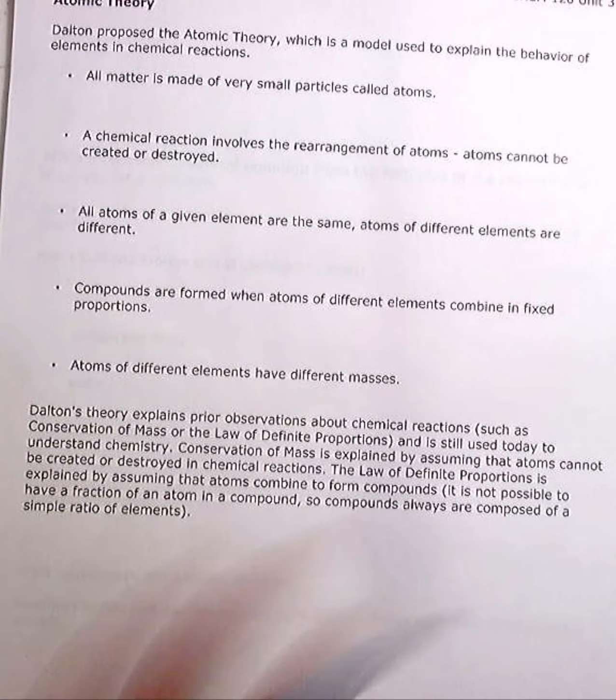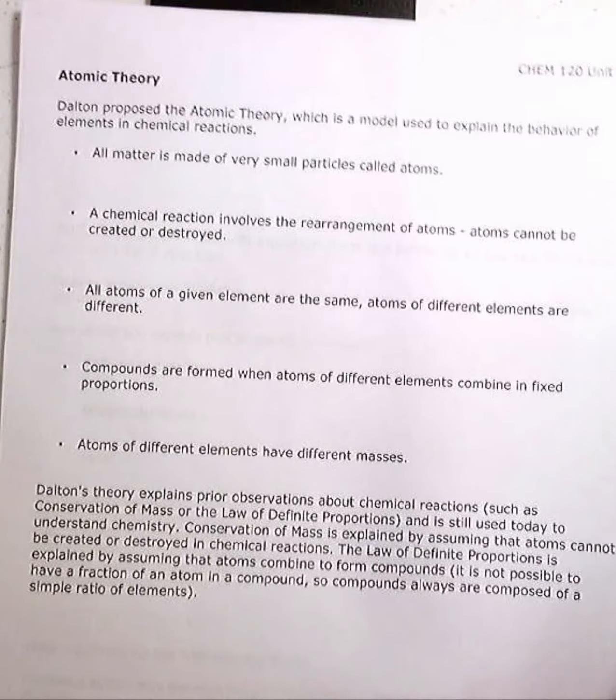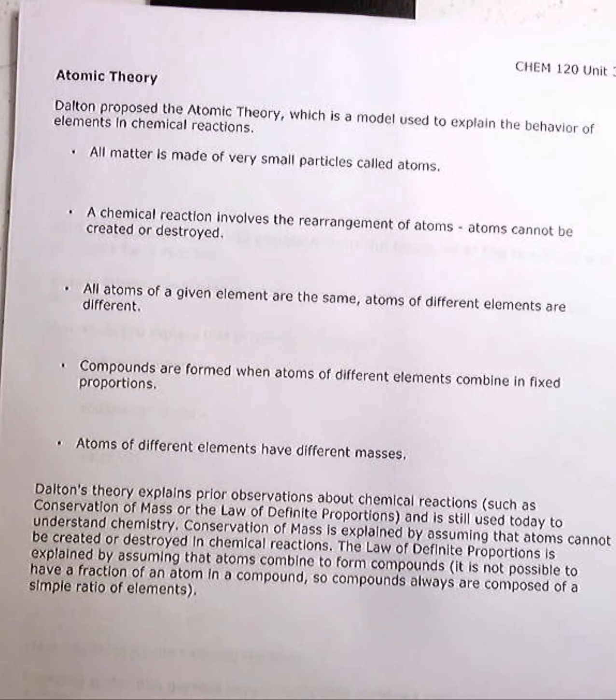Okay, so the last part of this lecture covers atomic theory. Dalton proposed the atomic theory, which is the model used to explain the behavior of elements in chemical reactions. All matter is made of very small particles called atoms. Atoms can now be seen with scanning electron microscopes, so we know they are real. A chemical reaction involves the rearrangement of atoms. Atoms cannot be created nor destroyed. Atoms can be destroyed in nuclear reactions, but not in chemical reactions.